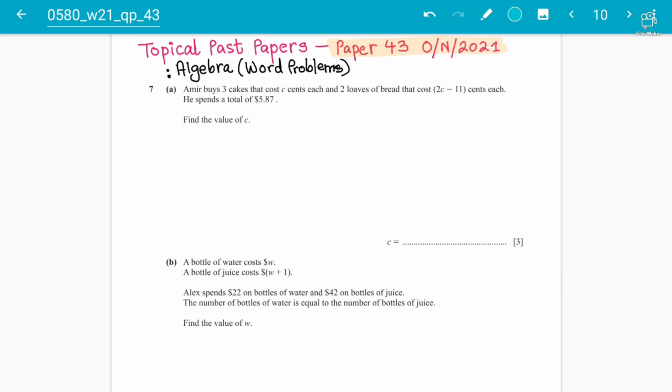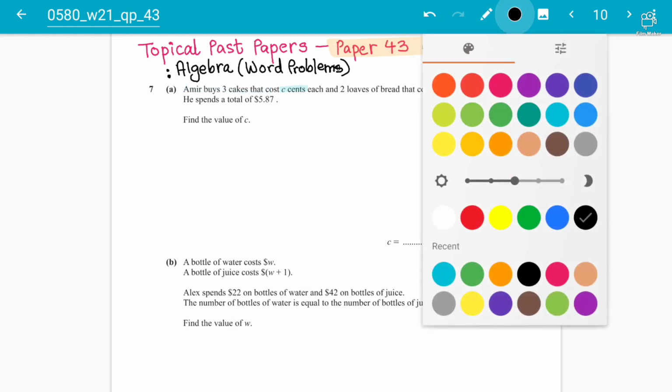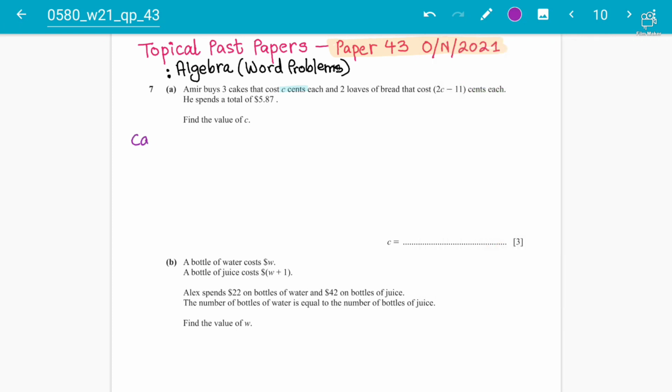So we have Amir buys 3 cakes that cost C cents each. You should write the information, very important. This is an explanation of how you should solve. So a cake will cost you C cents, and Amir is going to buy 3 cakes and 2 loaves of bread that cost 2C minus 11 cents each. So you can say that the bread is going to cost me 2C minus 11 cents each.